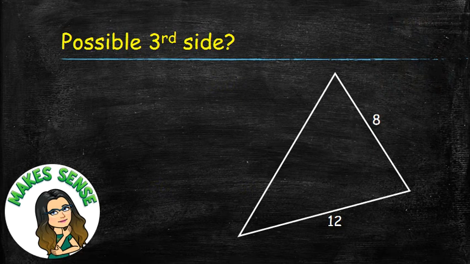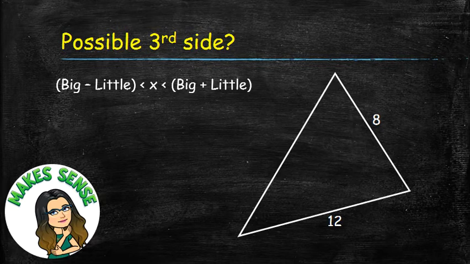Next, we're going to see what we need to do to figure out the third side length of a triangle when we're given two of its side lengths. We see here a triangle that has side lengths of 8 and 12, but we don't have the third side length. The third side length must be between the difference of the sides and the sum of the sides. To make this easy, we say the third side is between big minus little and big plus little.